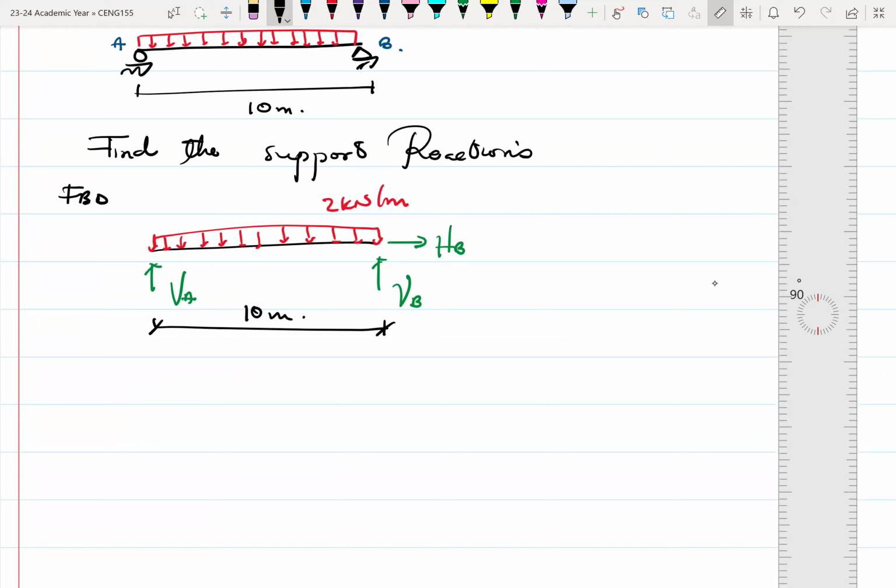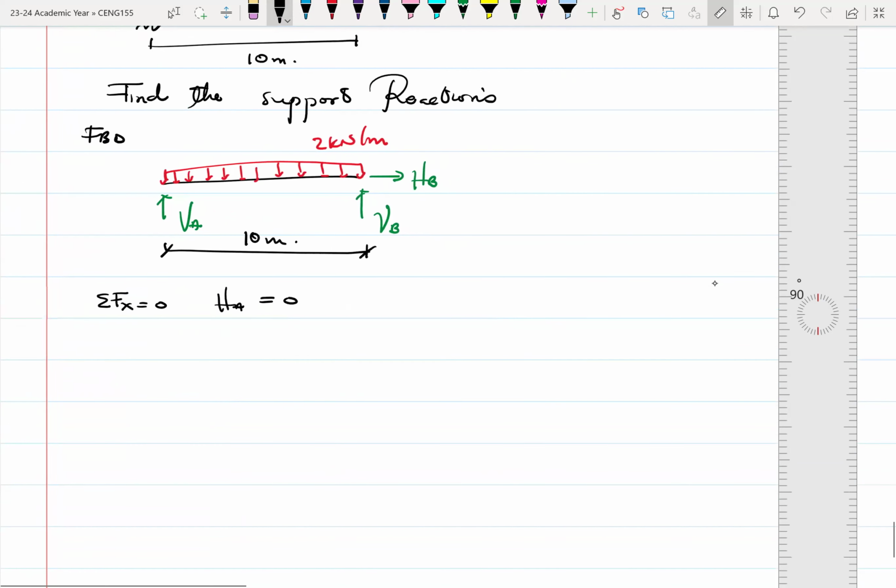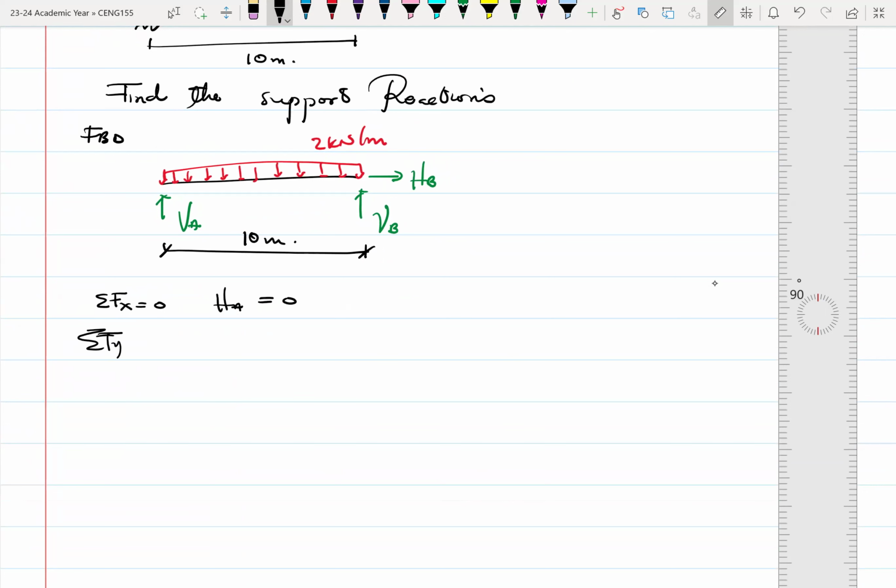So with this one, summation of horizontal forces equals 0, so HA is 0. Then the summation of vertical forces is equal to 0, so we have VA plus VB minus the UDL converted into a point load, so it becomes 2 times its loaded span, which is 10. So VA plus VB is equal to 20 kilonewtons. This is a typical symmetrical arrangement, so the answer will be VA 10, VB is also 10.